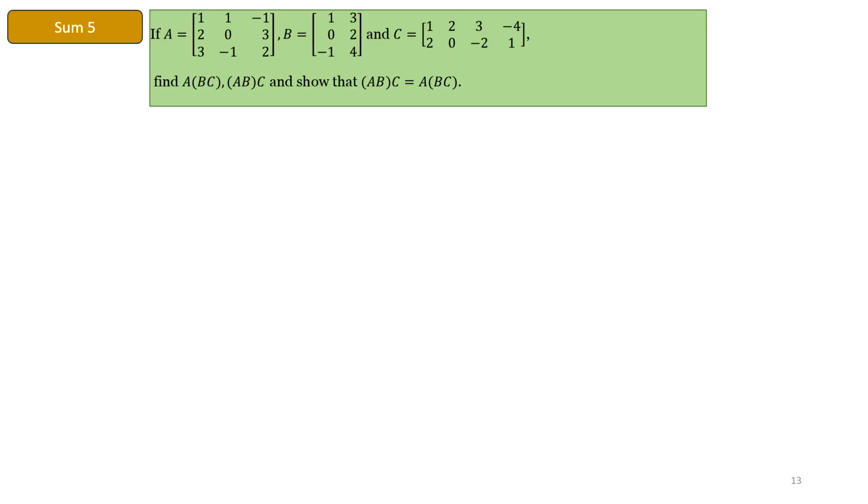Sum number 5. Three matrices A, B, C along with their elements are given in the problem statement. A is of the order 3 by 3, B is of the order 3 by 2, and C is of the order 2 by 4. The requirement is to find A multiplied by bracket open B into C bracket close and bracket open A into B bracket close multiplied by C. Show that these two matrices are equal.